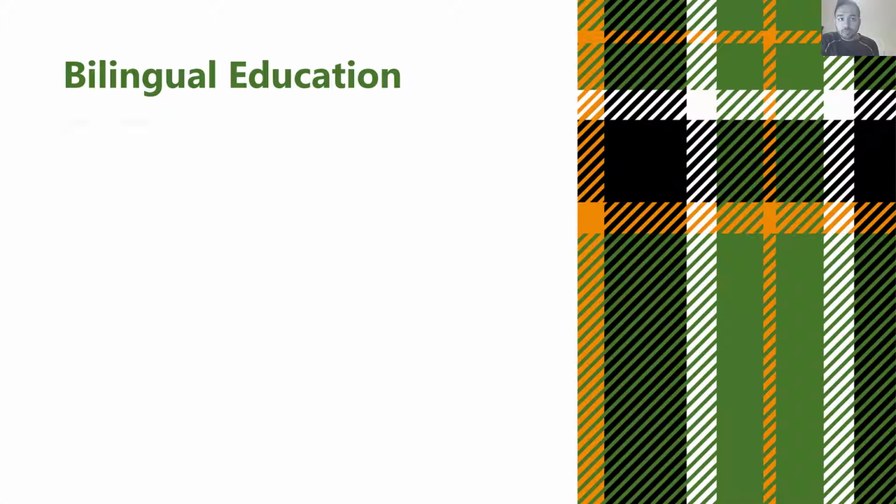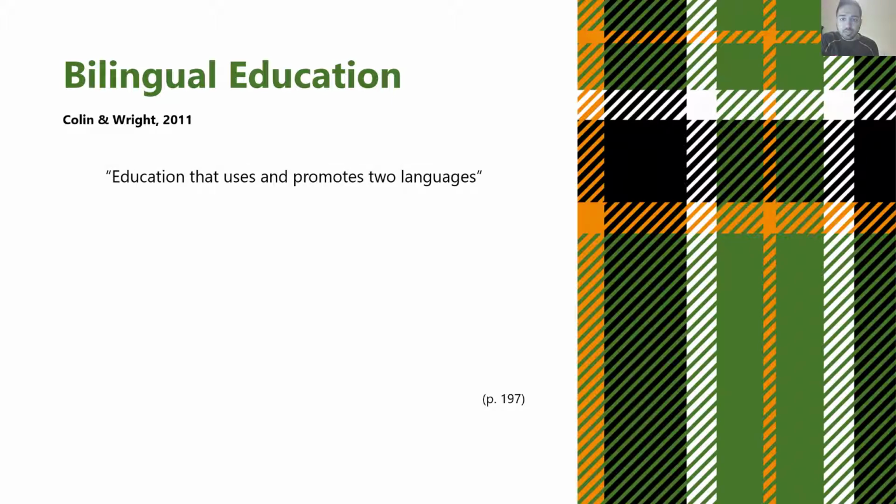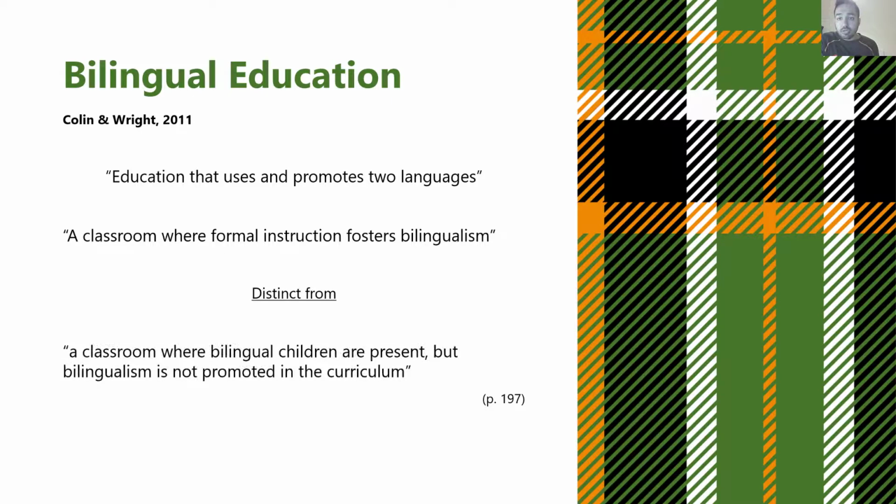So, as Colin and Wright put into words, bilingual education is one that uses and promotes two languages. In other words, it is a classroom where formal instruction fosters bilingualism. However, we have to remember that this is quite different from a classroom where bilingual children are present, but bilingualism is not promoted in the curriculum.